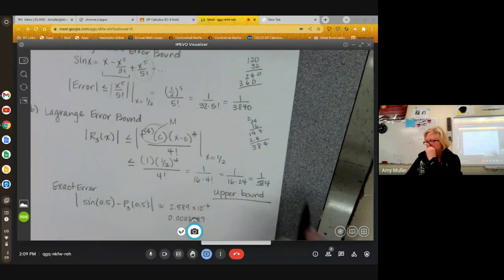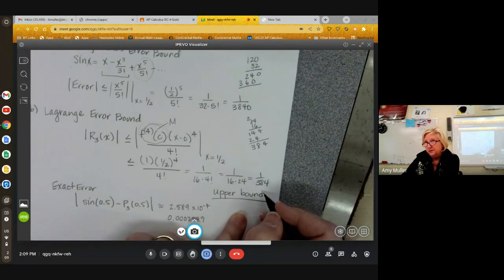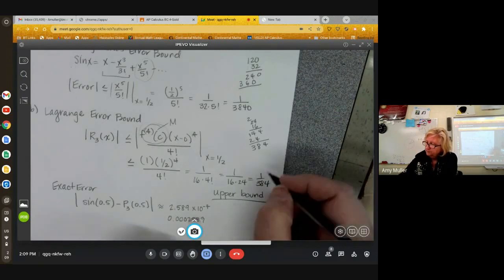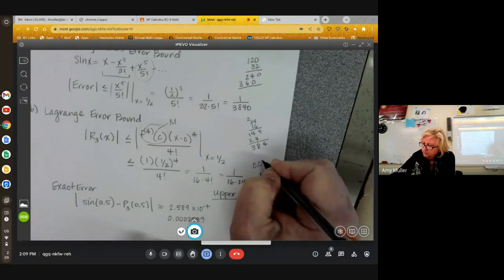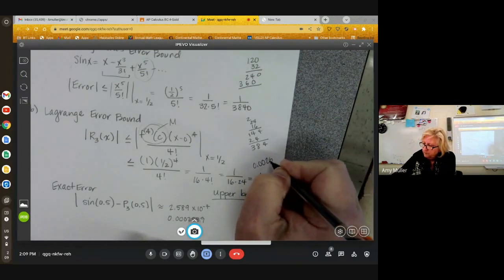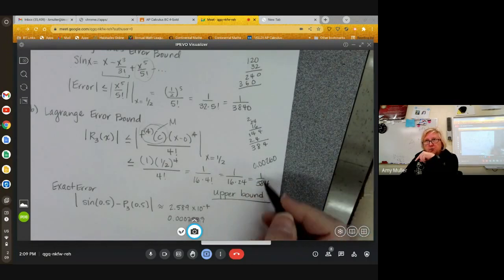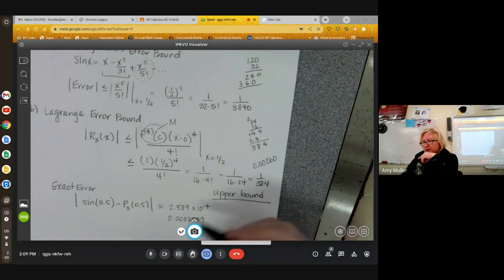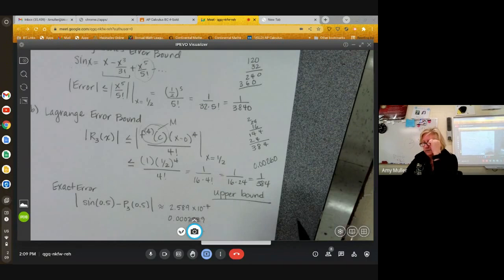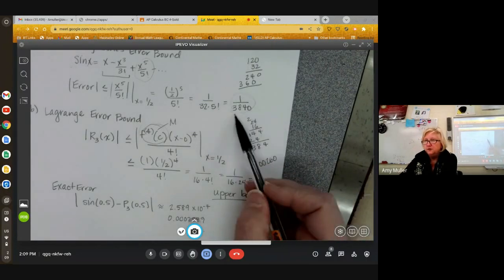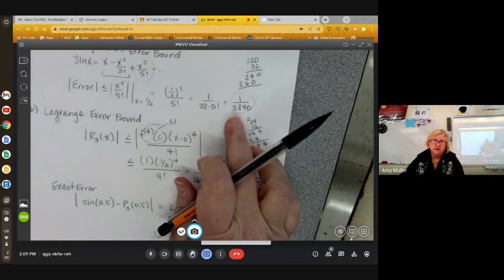Okay. And then what is our upper bound? Did you do that? Is it 1 over 384? 0.0026. Is that bigger than this? So this is an upper bound. It's saying the error is going to be less than that. And is our error less than that? I bet you this one's probably really close to the exact error. Why don't you do that and see what that one is?